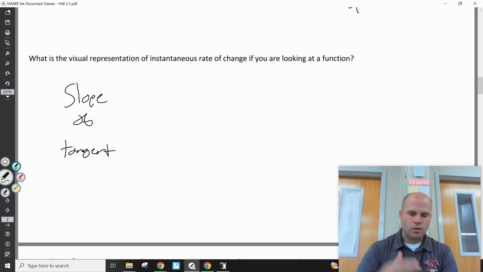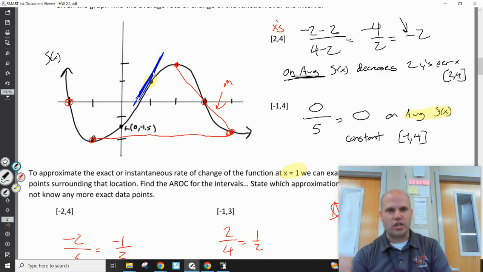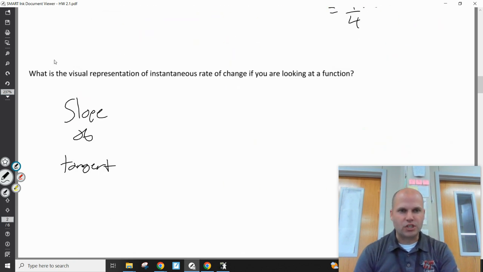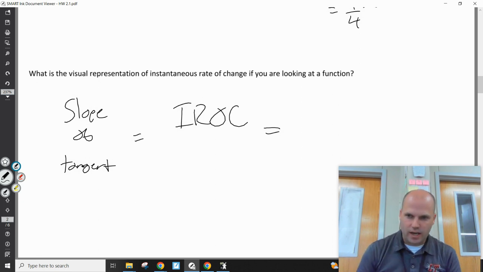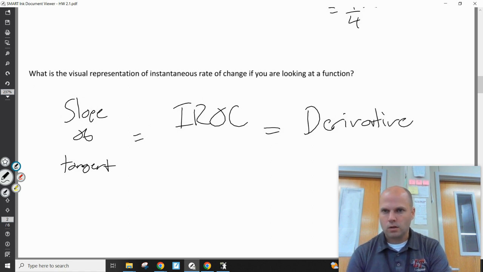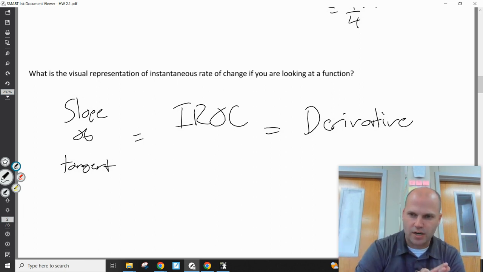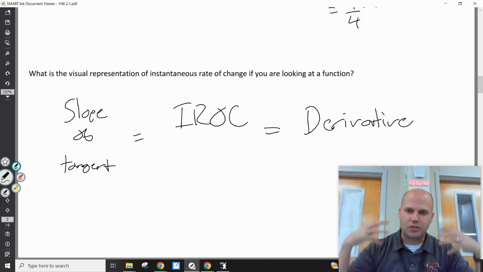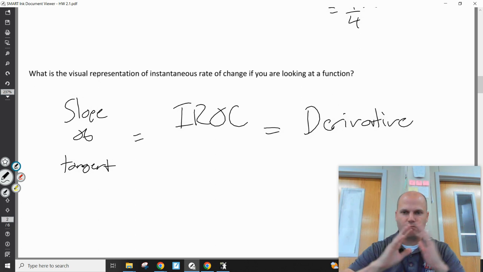Slopes are rates of change. The slope value of this blue line will tell you exactly how the function is changing at that moment. This is the instantaneous rate of change, or IROC. And since it's long to say, mathematicians say, let's just call this a derivative. What is a derivative? It's a slope of a tangent, which tells you the instantaneous rate at which the function is changing. It's going to help you understand how your function is going up and going down, which is the whole purpose of the first semester of this course, understanding how functions are changing.